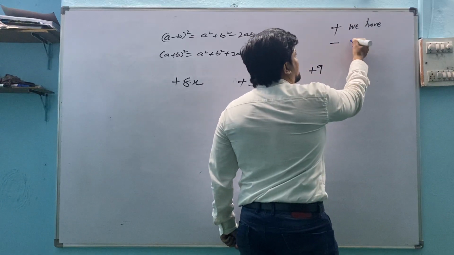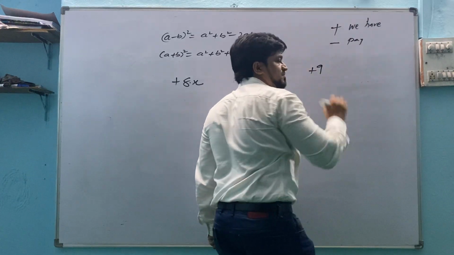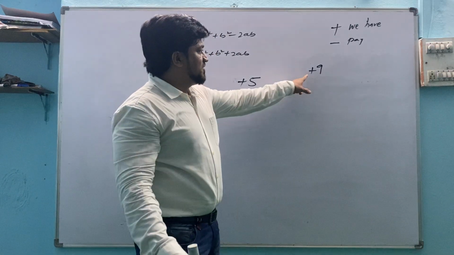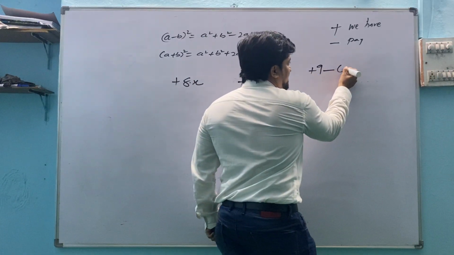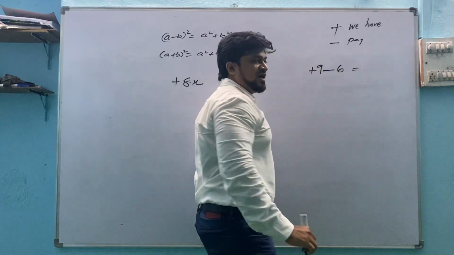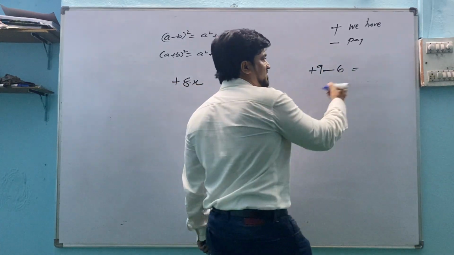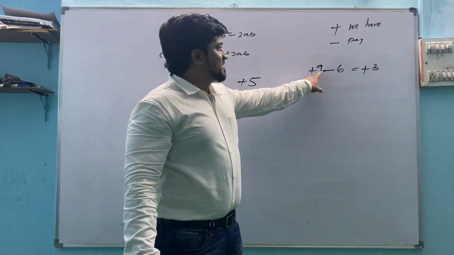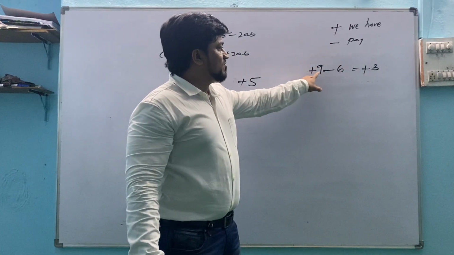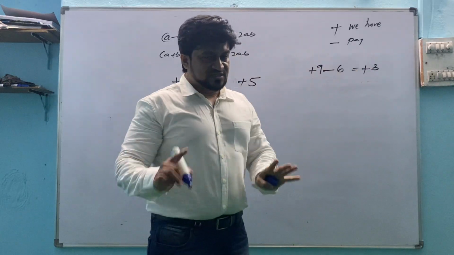Minus sign means what we need to pay to the shopkeeper. Suppose I have 9, plus 9 means I have 9. The 6 has a negative sign, so I paid 6, and I have 3 with me. So plus 3. Or you can think that the number with the bigger value, whatever sign it has, we will get that sign. This is one way.